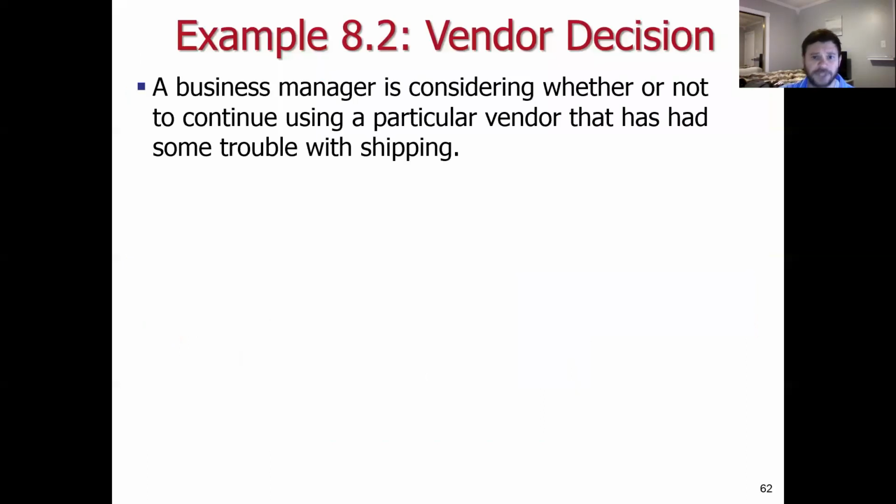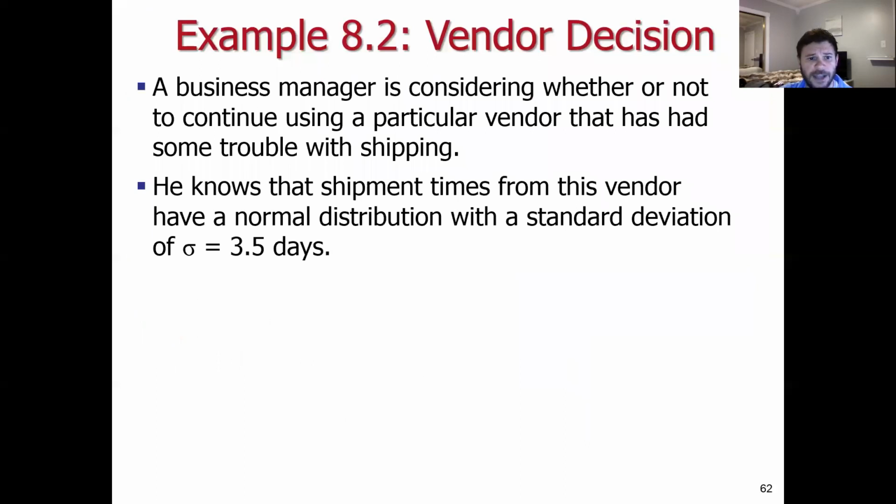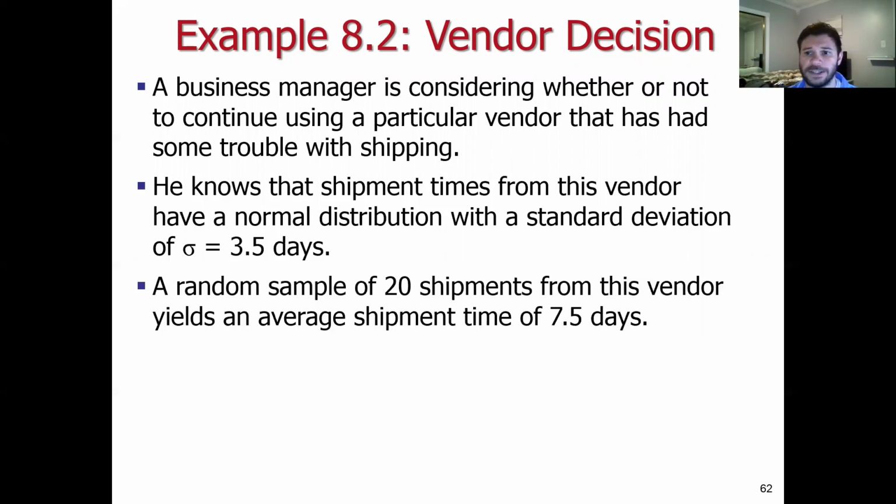So here's another case study example. A business manager is considering whether or not to continue using a particular vendor that has had some trouble with shipping. He knows that shipping times for this vendor have a normal distribution with a standard deviation of 3.5 days. This might be gotten from past data, but he's assuming here that this characterizes the population standard deviation. And a random sample of 20 shipments from this vendor yields an average shipment time of 7.5 days.